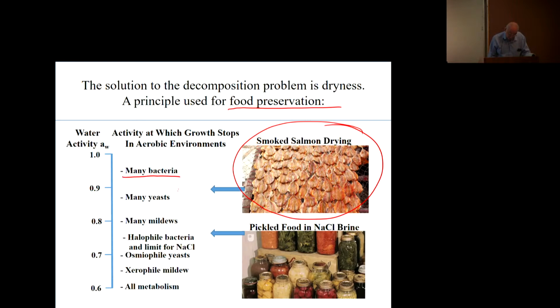So already many bacteria give up at 95%. Yeasts, mildews, and so forth. And as you go down, fewer living things can survive if it's very, very dry. And who has studied this? NASA has studied this because you want to discover life on other planets. You need to know, well, how much moisture does life need? And so it needs 60% water activity.